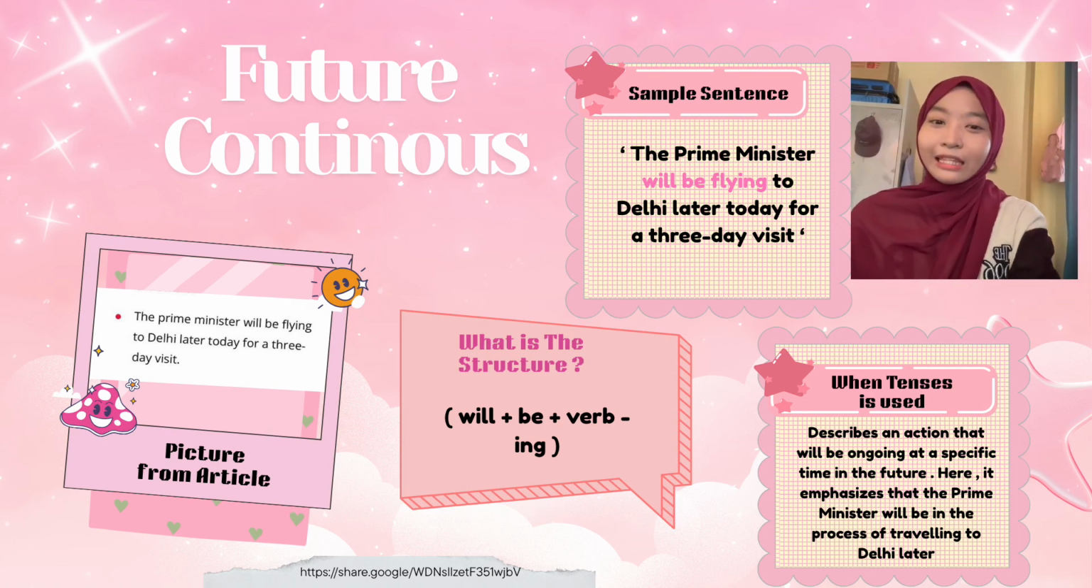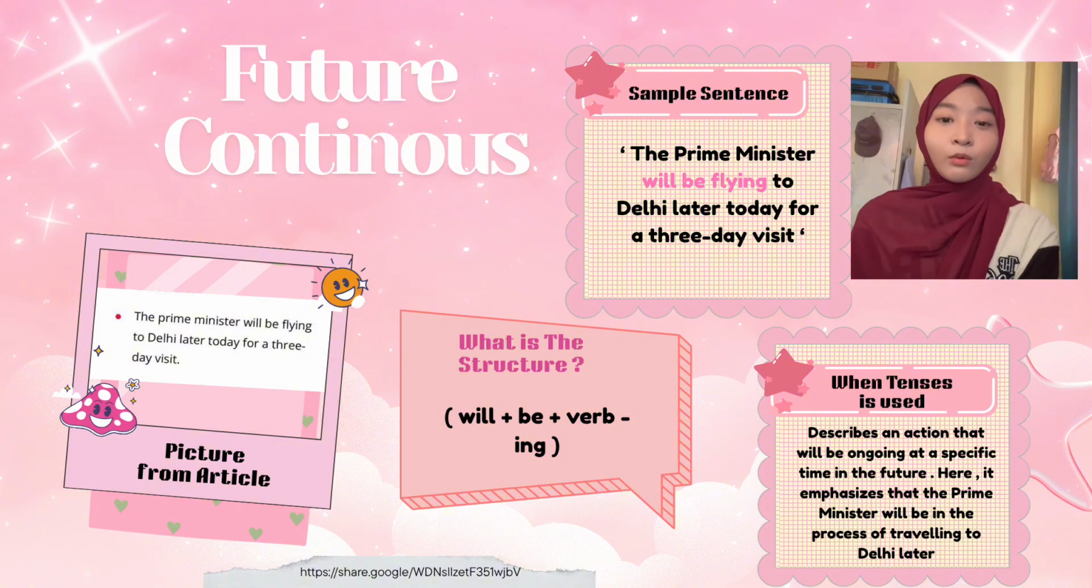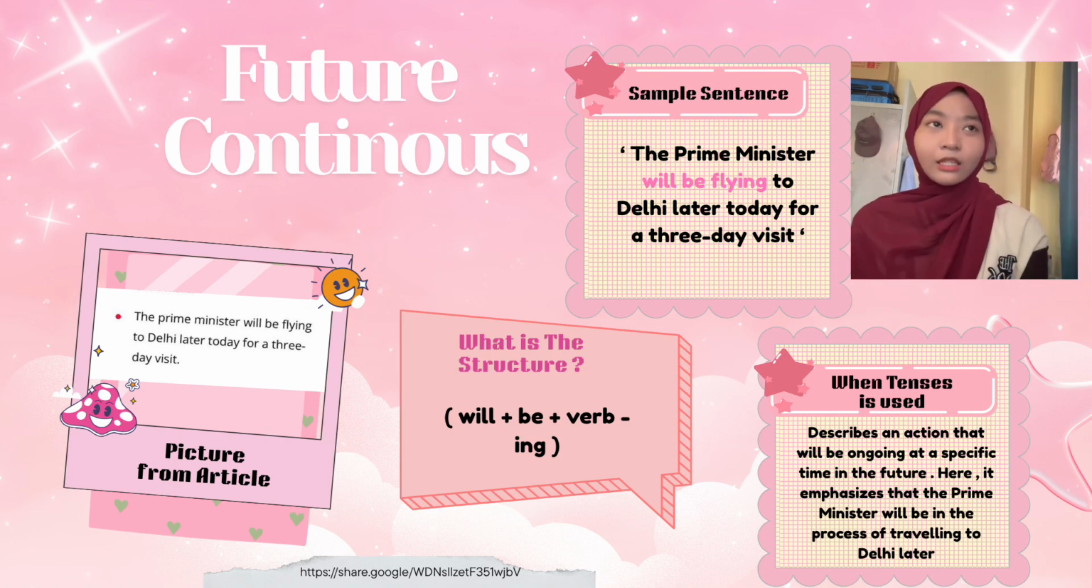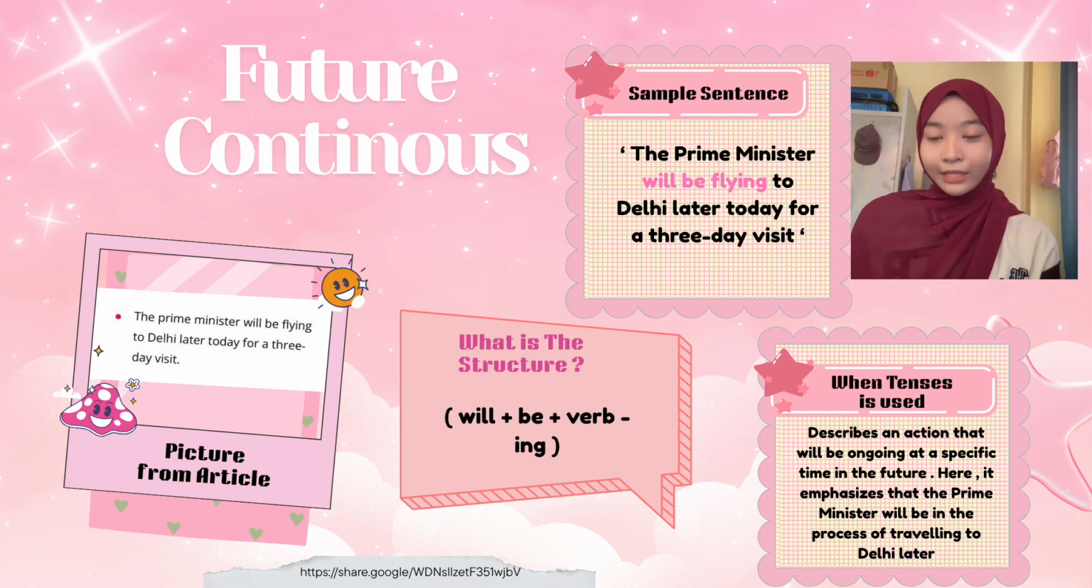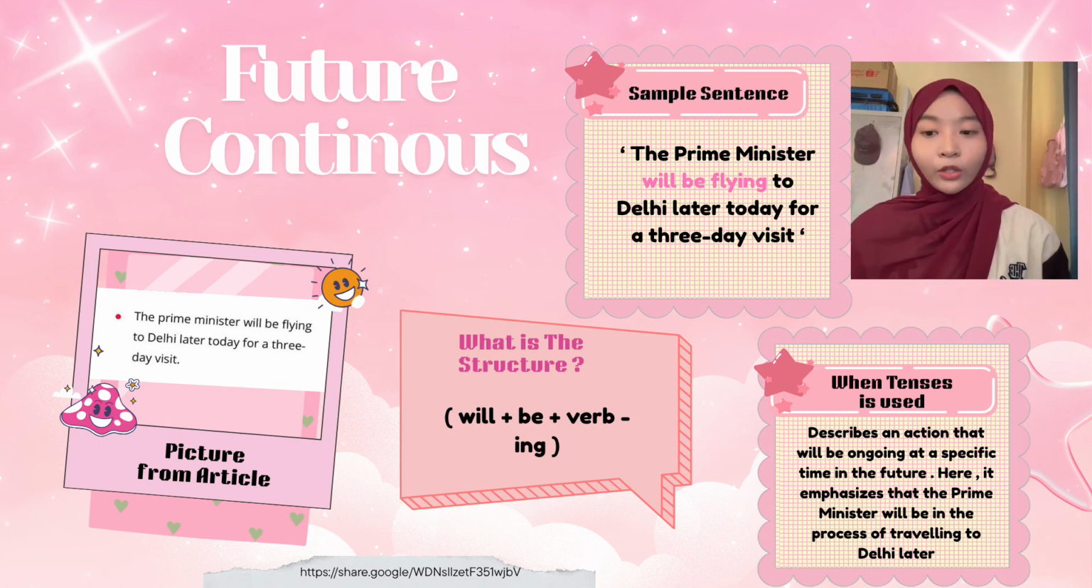Let's look at the sample sentence. The sentence is: the Prime Minister will be flying to Delhi later today for a 3-day visit. In this sentence, will be flying is the future continuous form because it uses will plus be plus verb-ing. Lastly, when do we use this future continuous tense? We use the future continuous tense to describe an action that will be ongoing at a specific time in the future.